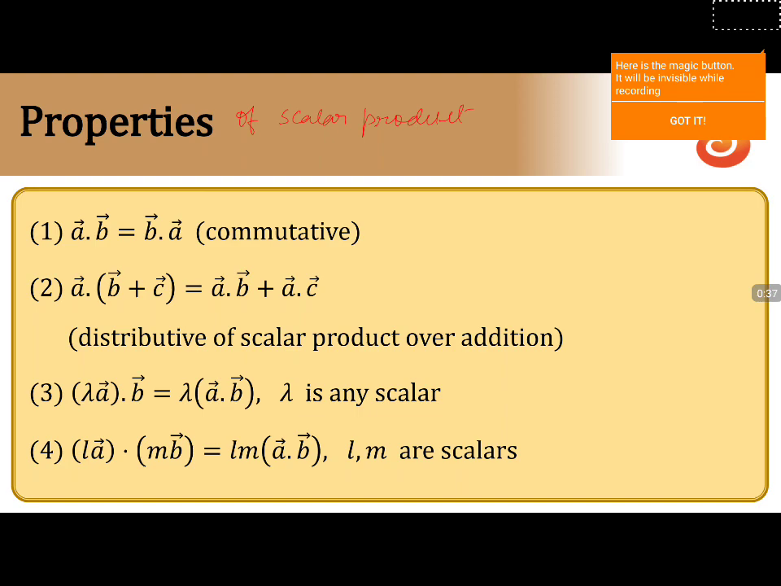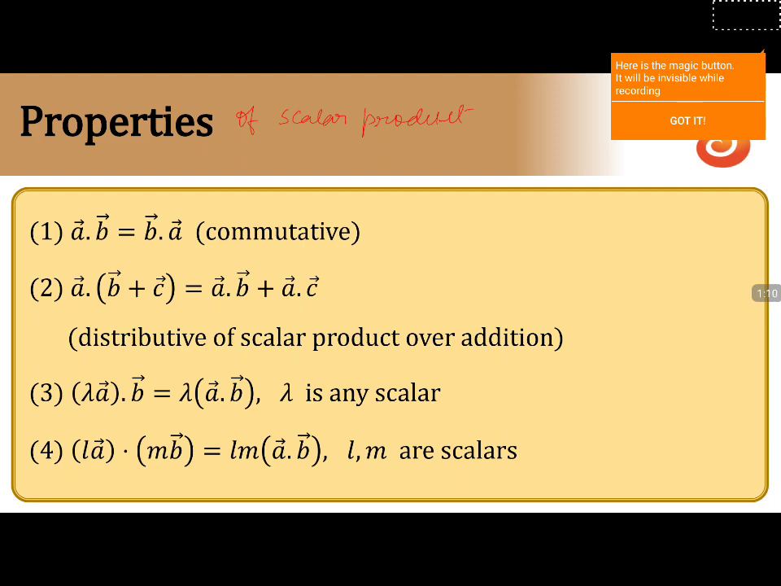Coming to the second one, here we are going to take three vectors. One is known as A, the other one is known as B, while the third one is known as C. Now, A dot (B plus C) can be written as A dot B plus A dot C. We will call this the distributive property of scalar product over addition. So, we can call it a distributive property.